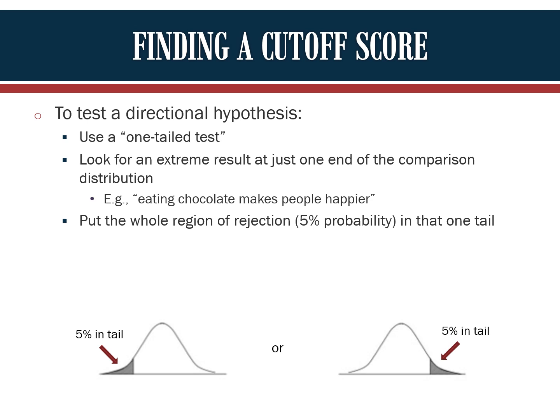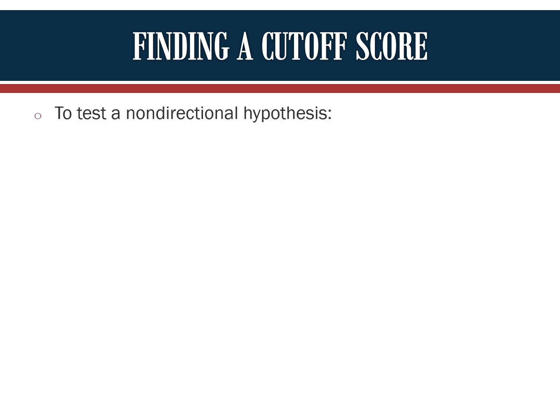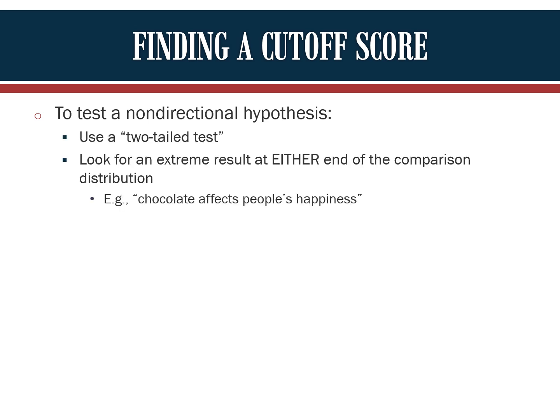If we then get a score within that 5% probability in that tail, we're going to think, okay, too extreme to have happened by chance. Instead, it seems to be a real effect of chocolate increasing happiness. So that's the directional hypothesis. You do a one-tailed test. If instead you're doing a non-directional hypothesis, then you do what we call a two-tailed test.